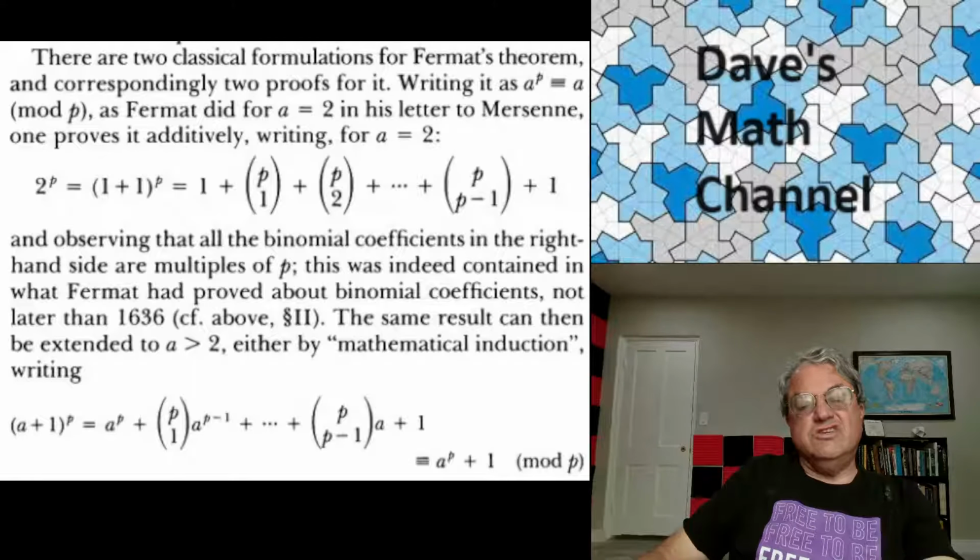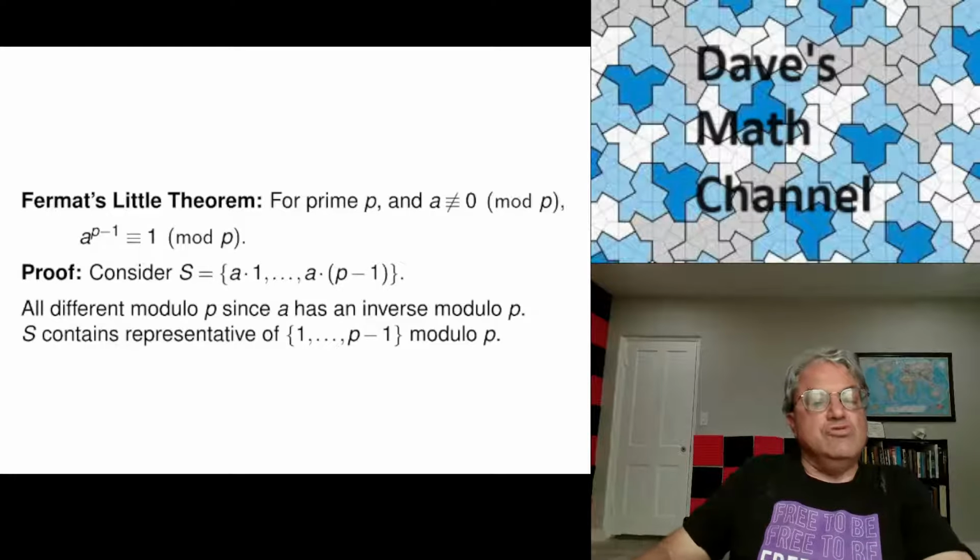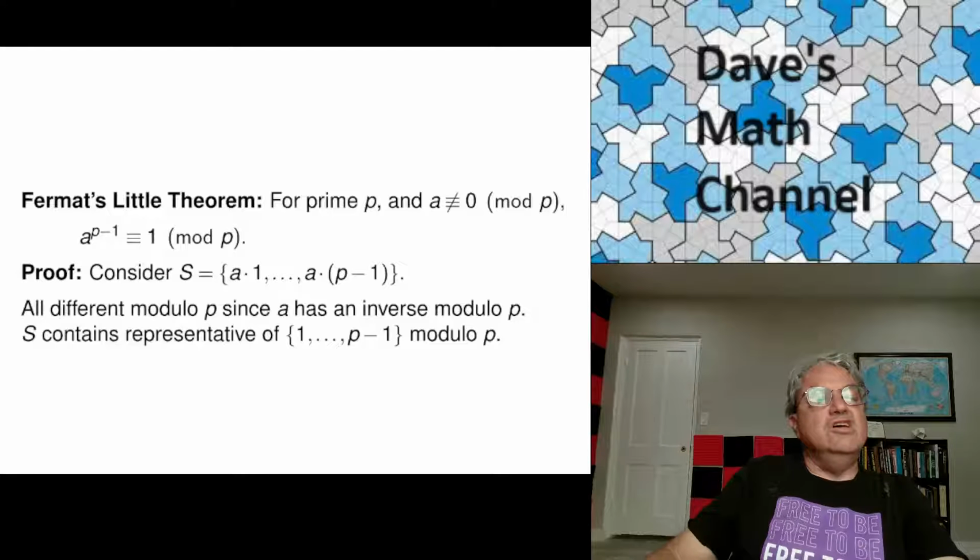It actually turns out there's a much easier proof than this if you know some group theory. Here's the easiest proof I know of. If you know a little bit of group theory, then you can consider all the powers of a: a to the 0, a to the 1, a squared, a cubed, all the way up to a to the p minus 1. That set forms a multiplicative group.